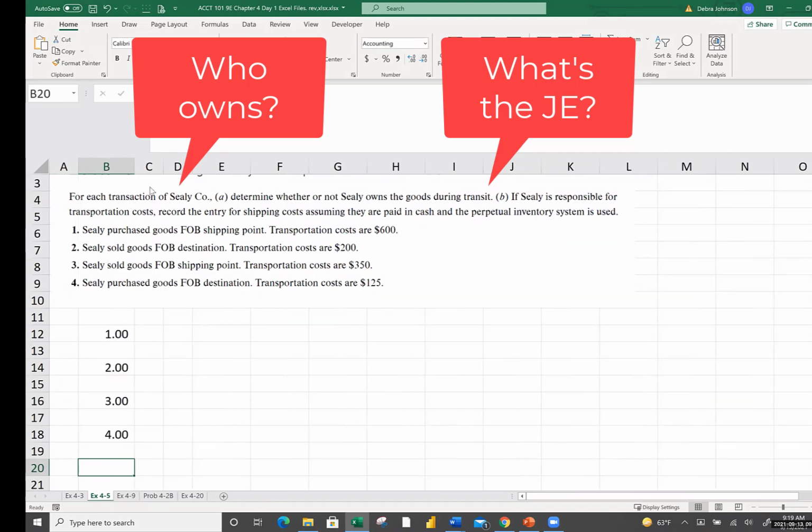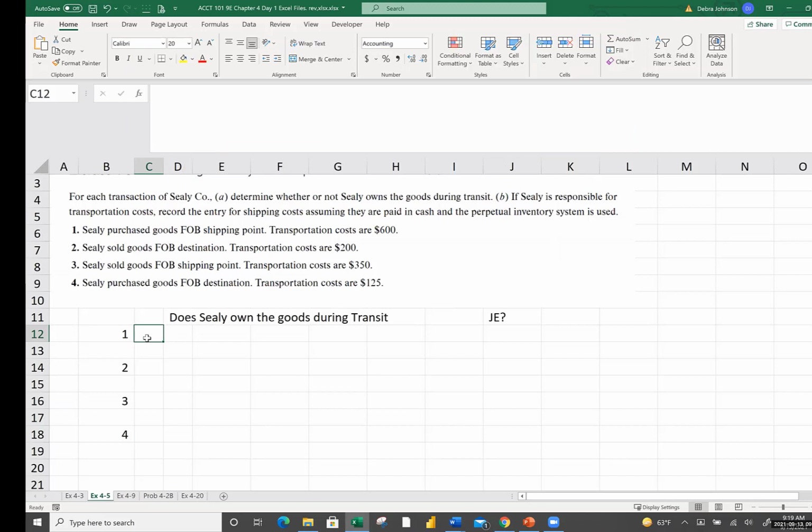I will widen my column so you guys can see that. So I have 4 transactions down here. I don't think we need the decimals on that, so let me get rid of those. Here's what I'm going to answer. Does Sealy own the goods during transit? Because that was one of the questions. And what is the journal entry if there is one? Okay, so again, I would star this problem because I think there's going to be multiple choice questions on both chapters 4 and 5 that will throw you for a loop if you don't understand who legally owns the goods.